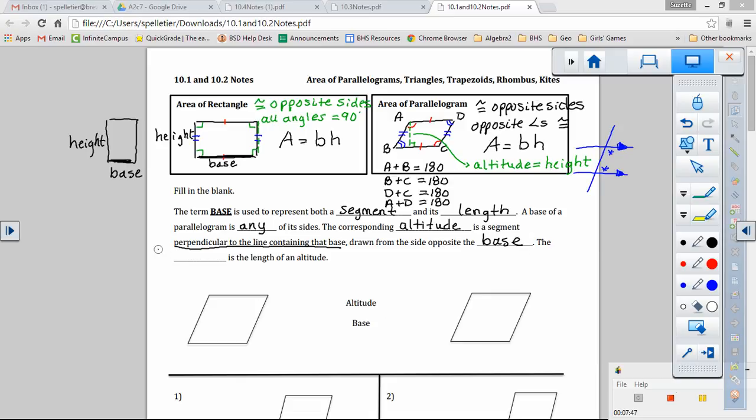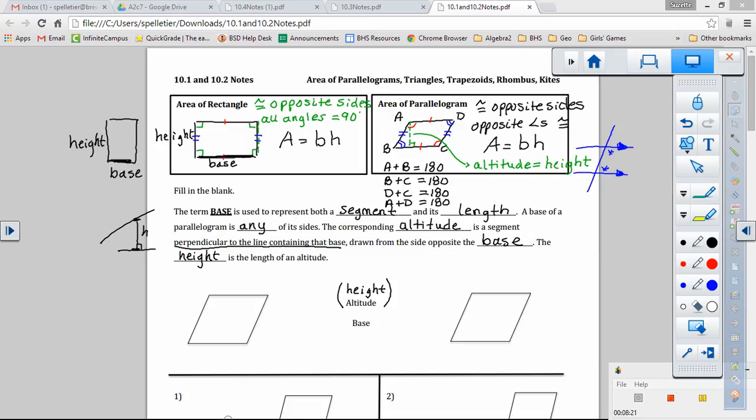And I'm just going to redraw that for you. So let's say my figure looks like this, and I'm trying to get this height. It's going to be the shortest distance from the top to the bottom, and it's going to form a right angle. The height is the length of that altitude. So these are just examples of the fact that they can be sitting on whatever side they want to be sitting on. Height and altitude are the same thing, okay?